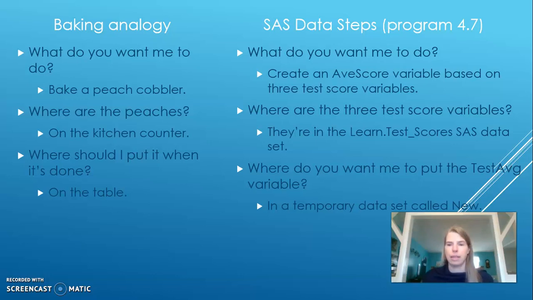All right, now let's think about SAS programming in a data step. So SAS wants to know what we want it to do for us. And I'll go back to a program from earlier in the textbook, program 4.7. We want to create an average score variable based on 3 test score variables. Okay, well, SAS will then ask, well, where are these 3 test score variables that you want me to average? Well, they are in the learn.testscores SAS data set. Okay, fabulous, I can do that. Now, once I've done it, where do you want me to put it? Well, I'd like for you to put it in a temporary data set called new.